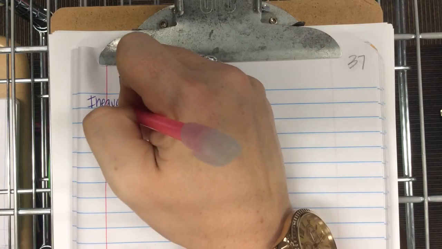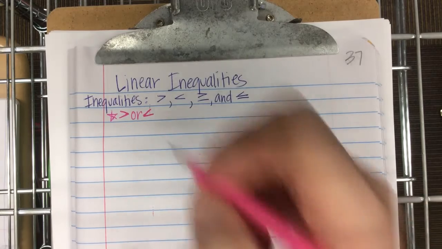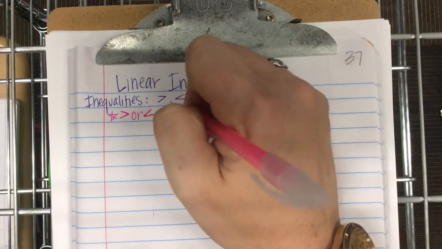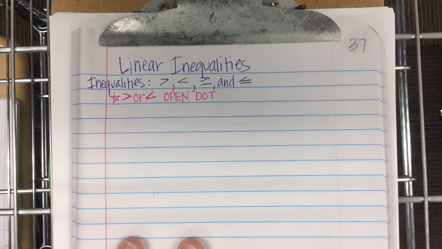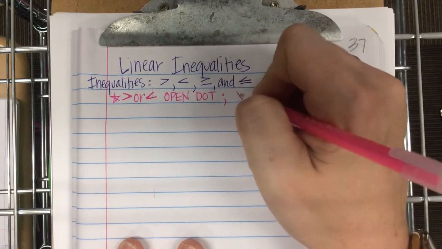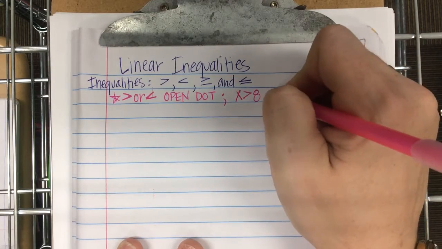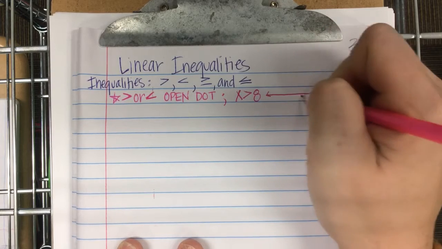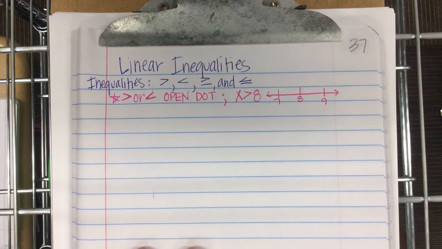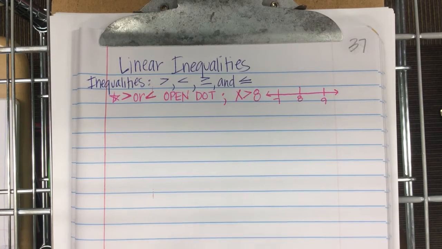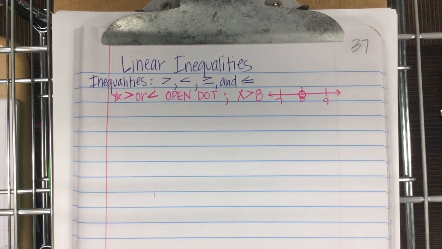A greater than or a less than sign is an open dot. So for example, if you had x is greater than 8, if 8 was in the middle, we go 1 up to 9, 1 down to 7. X is greater than 8. I draw a fence around the 8 because you can't be equal to it, so keep it away from the 8.